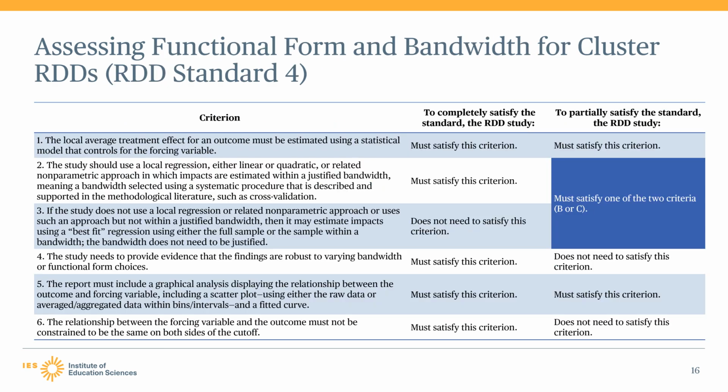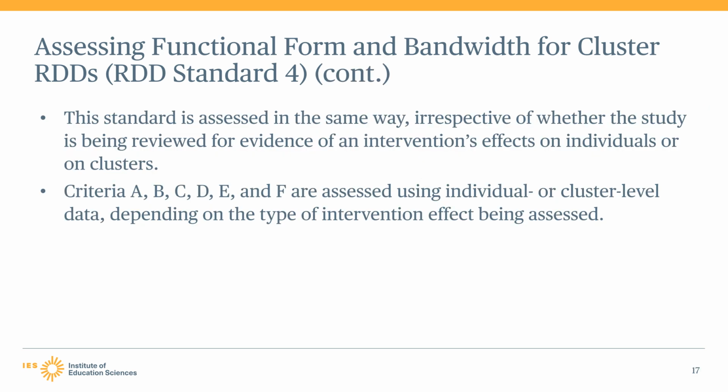Recall that the WWC's fourth RDD standard focuses on functional form and bandwidth and includes 6 criteria related to modeling specifications. When applying the functional form and bandwidth standard to cluster assignment regression discontinuity designs, this standard is assessed in the same way regardless of whether the study is being reviewed for evidence of an intervention's effect on individuals or on clusters. Each of criteria A through F for this standard are assessed using either individual level or cluster level data, depending on the type of intervention effect being assessed.